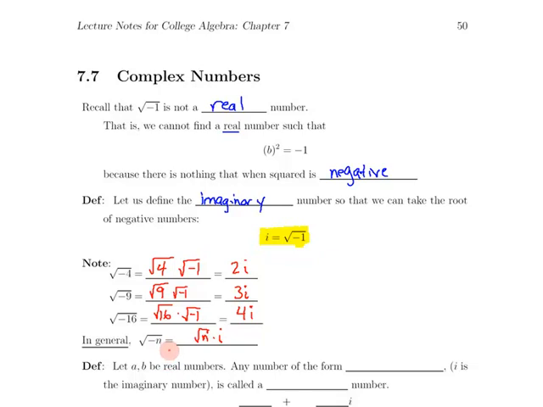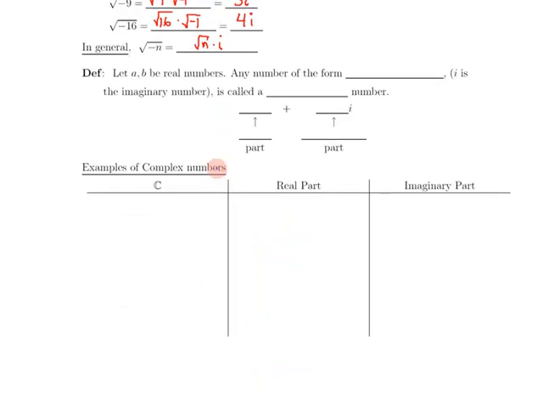What is a complex number? Let's begin by defining a complex number by talking about two numbers, a and b. We'll let those be real numbers, and any number of the form a plus bi, that is a real number plus a real number times i, where i is the imaginary number, is called a complex number.